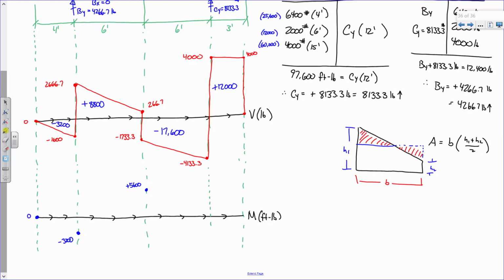Now, if I'm at 5,600 and I go down 17,600, what does that put me at? There we go. So that's minus 12,000. And so that positive 12,000 is going to bring me back to 0. That's okay, right?